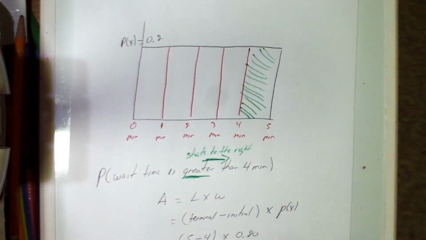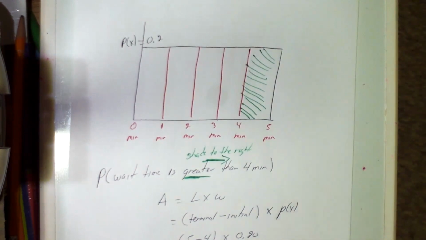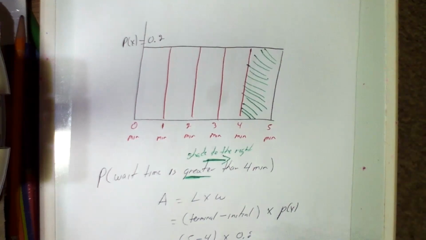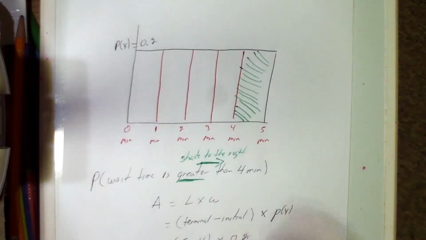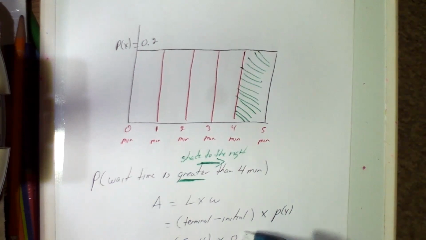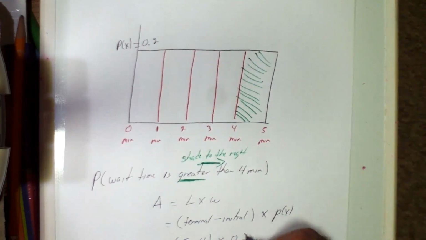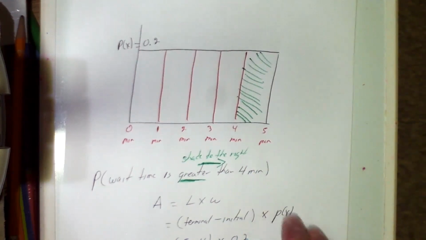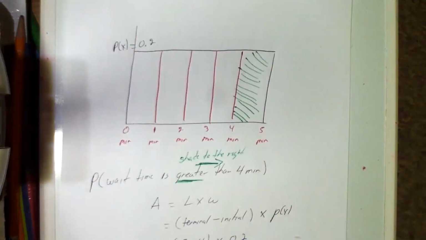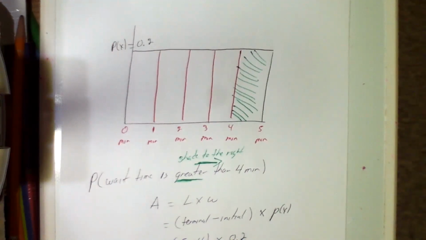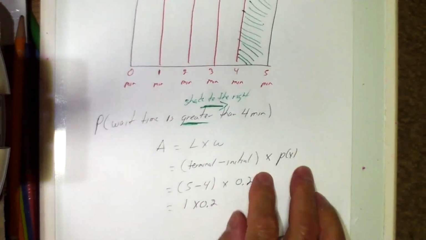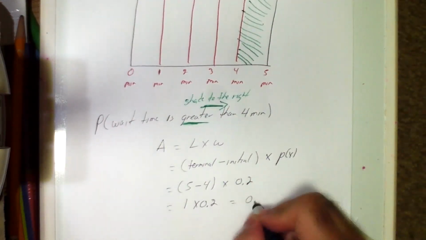Yes, someone's saying, hey, wait a minute, the P of X number never changes. That's correct. It is constant. It never changes for this particular problem. For other problems, it would be a different number, but just for this one, it's just standard. It's still set. So this would be 1 times 0.2, and you get 0.2.